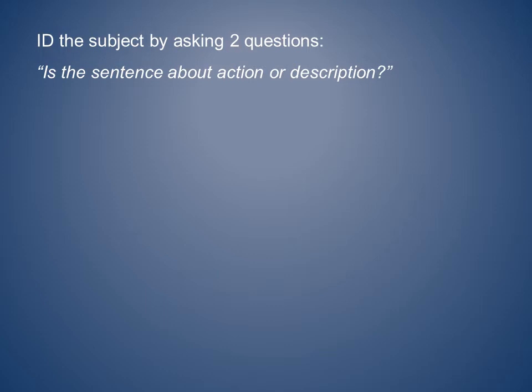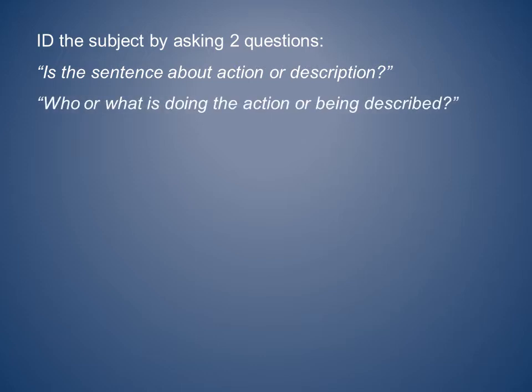Now you're going to run into sentences, and I'll show you at least one today, that do both. So it gets a little bit tricky. But in most cases, if you're dealing with a simple sentence, it's either action or description. That's really all English language sentences do. The other question we'll ask is: who or what is doing the action or being described? The subject does the verb, and the verb is where we figure out if it's action or description, so it makes sense that this question will lead us to the subject.